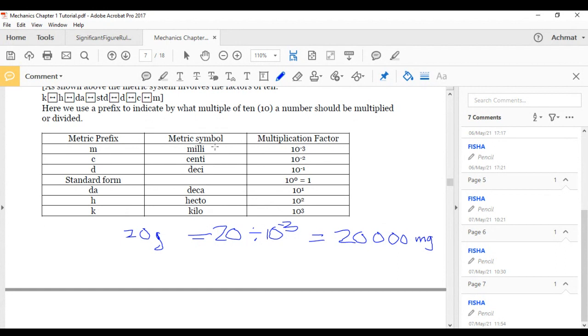A gram or a milligram? A milligram is extremely small. There are 1,000 milligrams in 1 gram. Can you see that? So if you have 20 grams, you will have 20,000. And there we are. 20,000 milligrams in 20 grams. Please, people, make sure that you don't make mistakes.